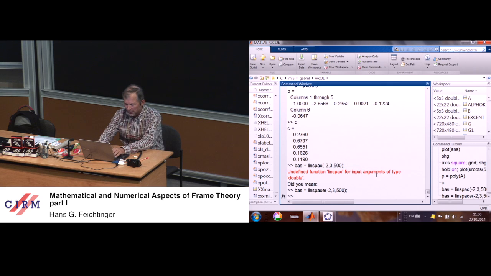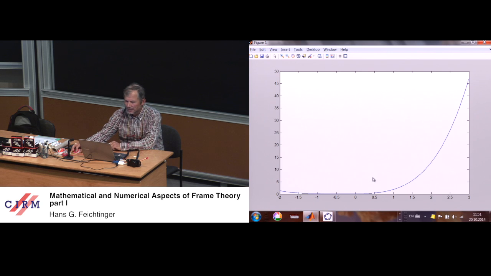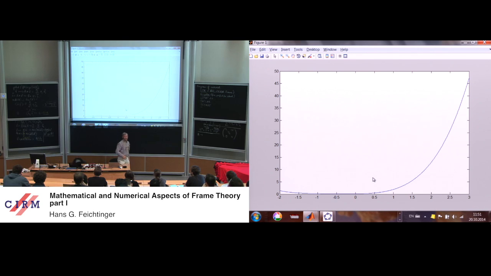And if I plot over this space the values of the polynomial with coefficients coming from C and at the positions B, then I should see some polynomial. Yeah, okay. It's not very nice, but also not very surprising. Why? Because I was choosing random numbers in the interval 0, 1, so non-negative coefficients. And clearly the higher order term is dominant in this thing.